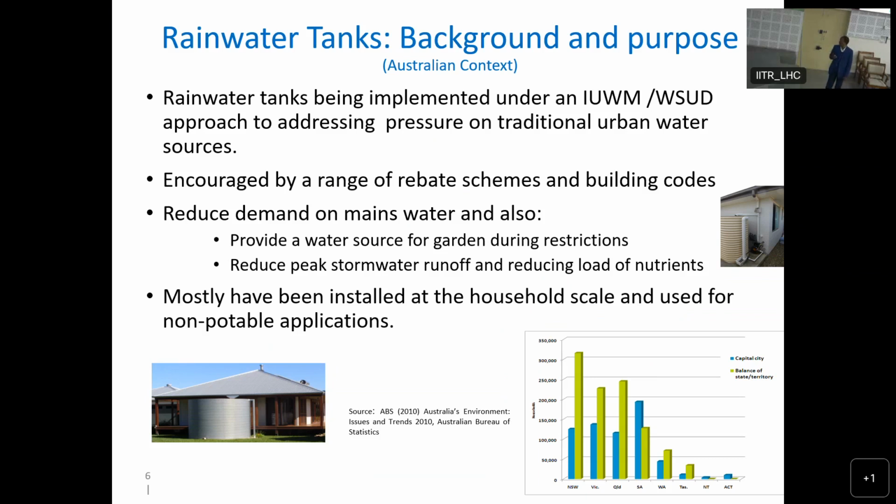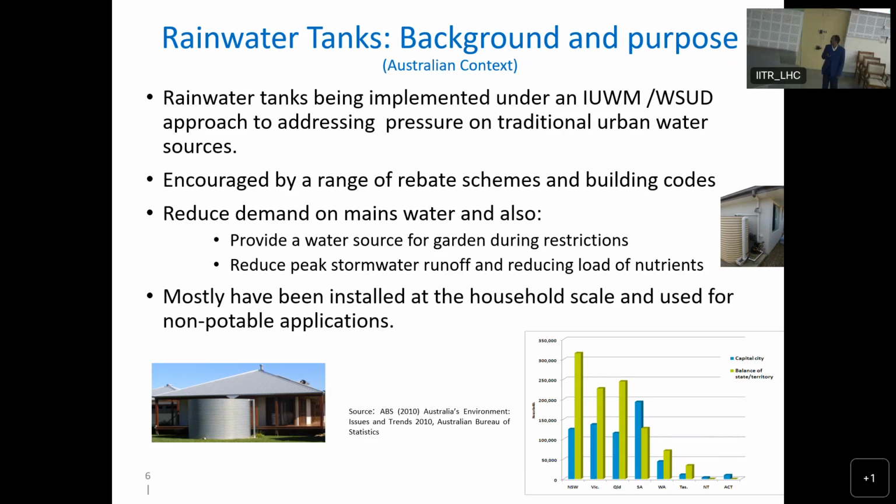Next is to reduce the demand on mains water. So whatever the main water supply from the municipality is coming to the different houses, that water use can be reduced by using this rainwater tank here. Provide a water source for gardening during the restrictions. If the water supply is not coming from the municipality or main supply, then you can use this stored water in the tank for irrigation and gardening purposes. Reduce the peak stormwater runoff and reduce the load of nutrients.